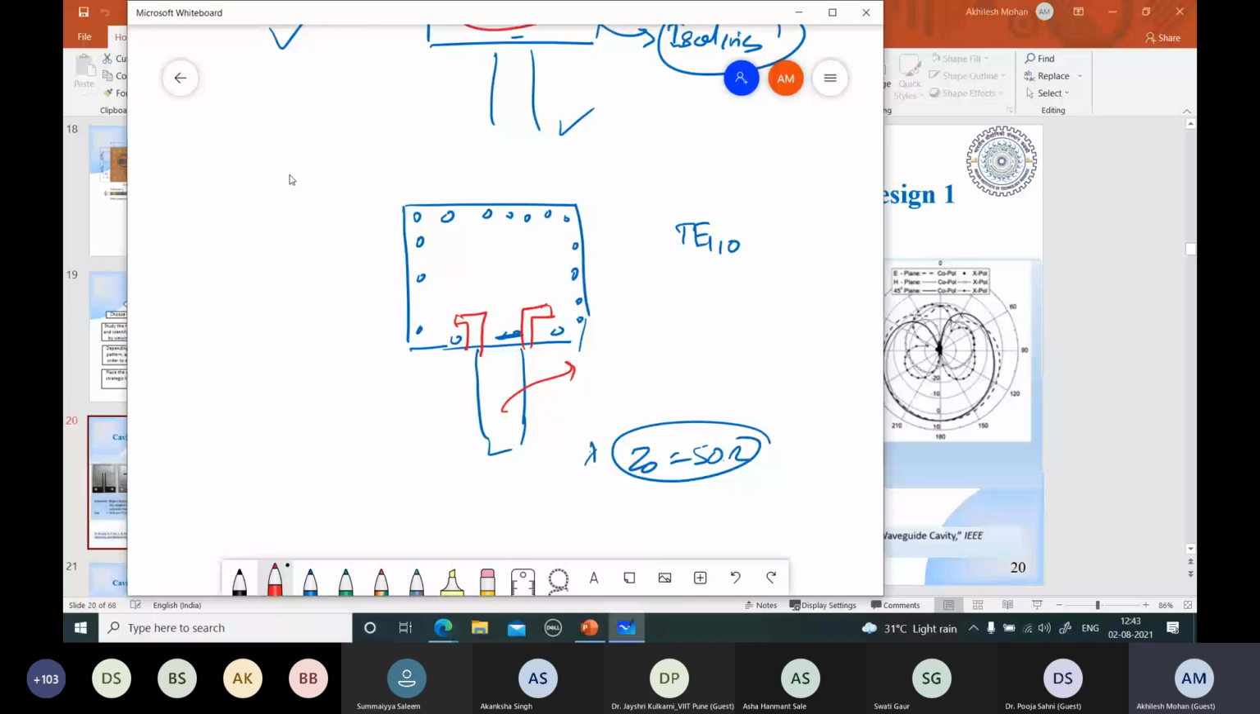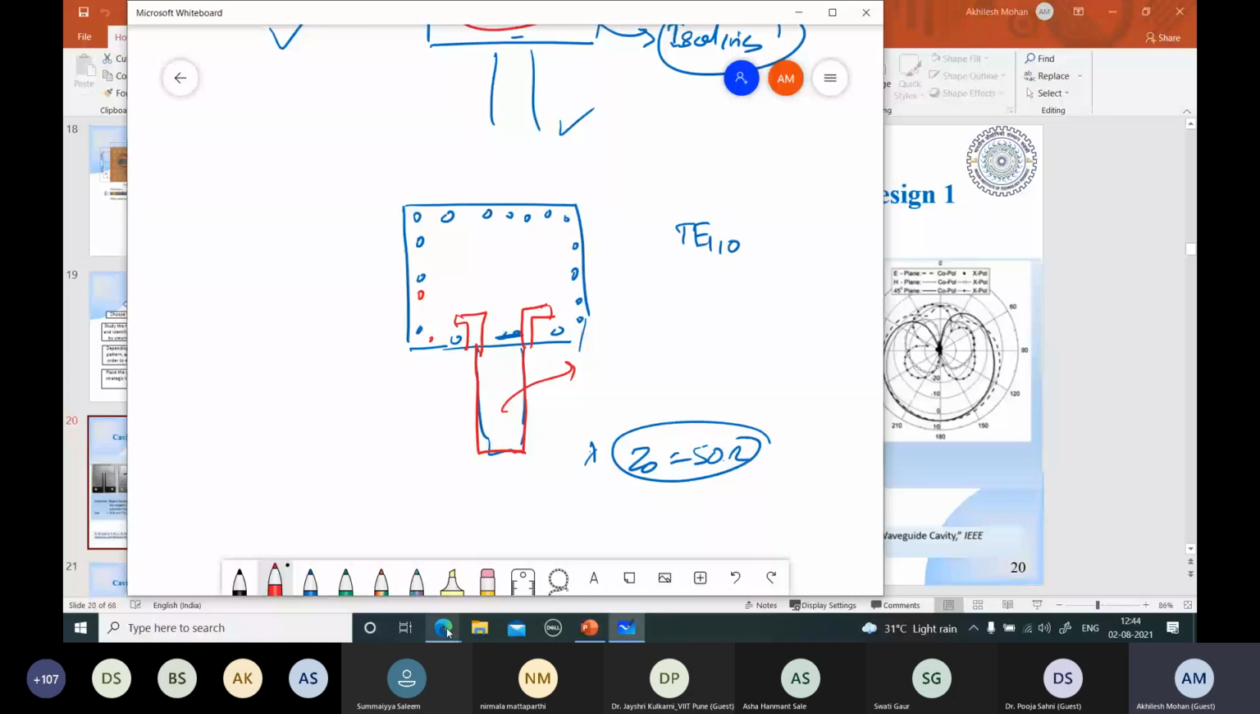Once this is matched, then what we have to do? Yeah. Okay, please unmute. Please mute yourself. Those, if you have a question, you can ask. Otherwise, mute yourself. Participants, please mute yourself.